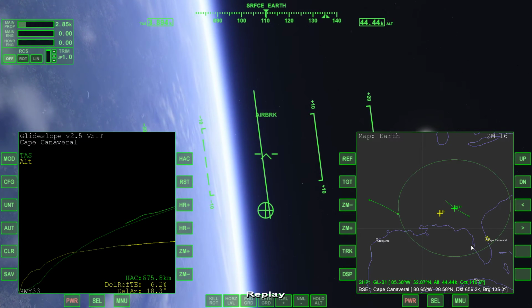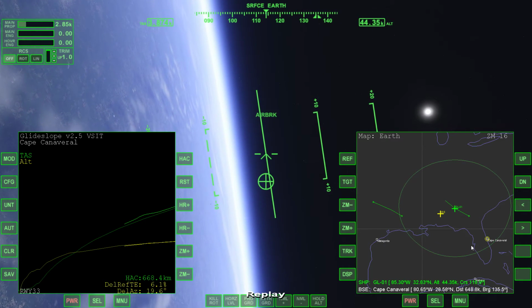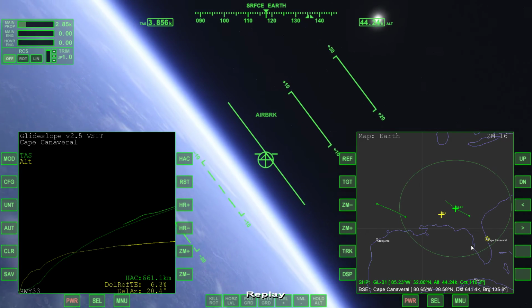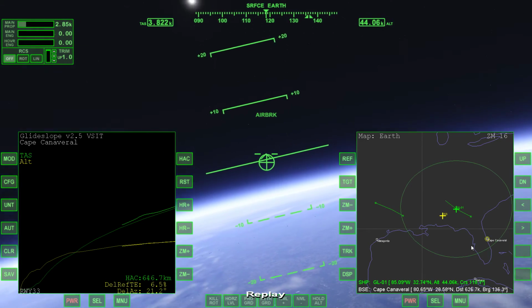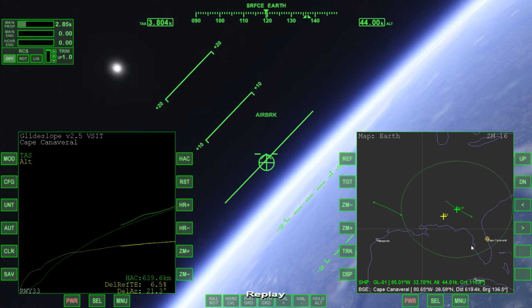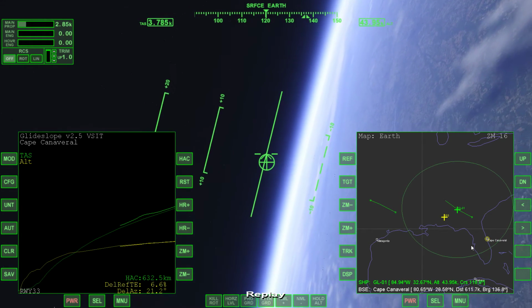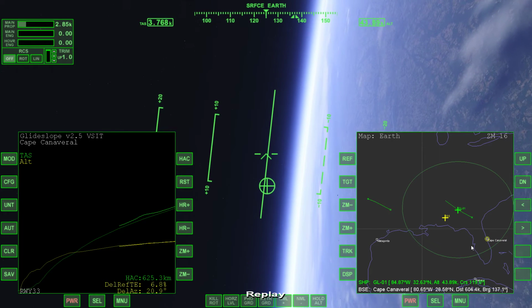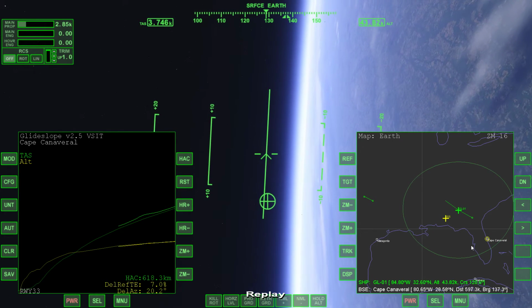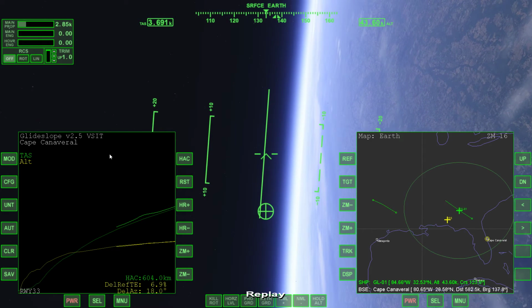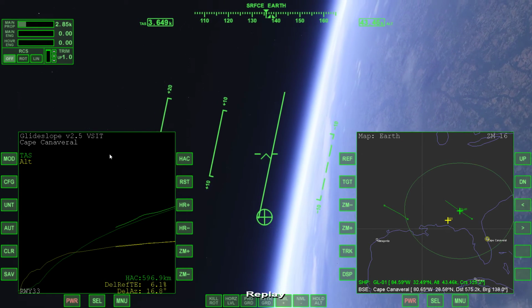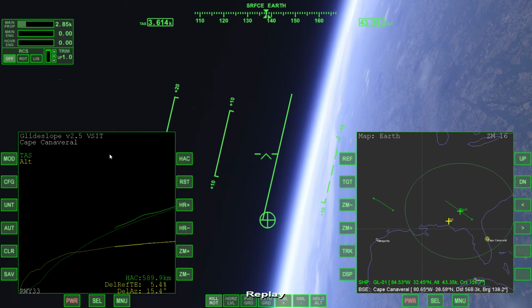Alright, so we'll just proceed with this reentry. We're going to do a roll reversal here, extend the air brakes, roll over as expeditiously as I can, and then retract the air brakes and pull back on the stick again. Again, using your elevator trim here, putting it all the way up, will help you with pulling back on the stick and help you with that braking maneuver throughout the S-turns.